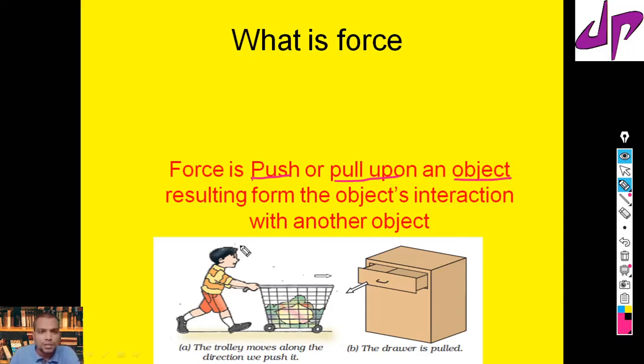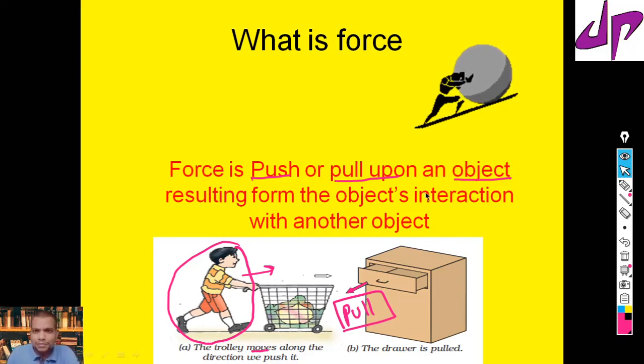So here you can see, this is the boy. He is applying a force, means he is pushing the trolley, and because of that action, the trolley will be moved. Similarly, if you take a drawer, if you want to open this drawer, you need to apply force along this arrow mark direction. Now this action we call as pull. Now if you apply force in that particular direction, then only the drawer will move.